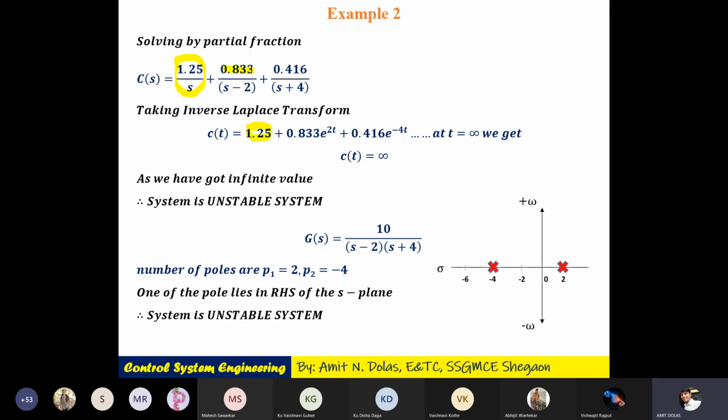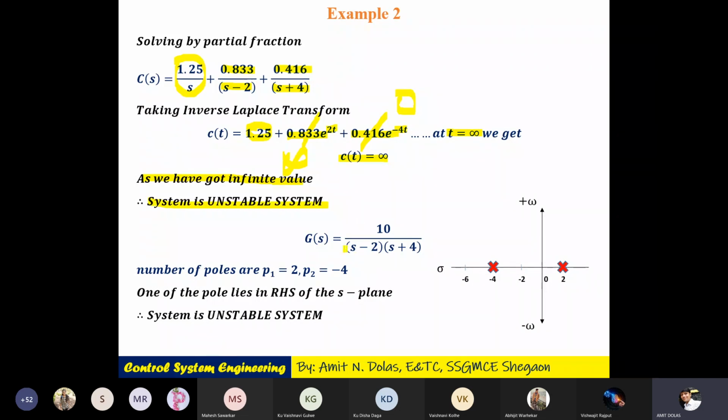Then 0.833 upon S minus 2, iska inverse Laplace transform it will be 0.833 e raised to power 2t, and 0.416 divided by S plus 4, iska inverse Laplace hua hai 0.416 e raised to power minus 4t, and we'll put t is equal to infinity. This term will become 0, but this term will be infinity, means 0.833 into e raised to power 2t will become infinity. So your response is infinite now. And if the response is infinite, of course it is unstable, it is not bounded, it is unbounded, system is unstable.